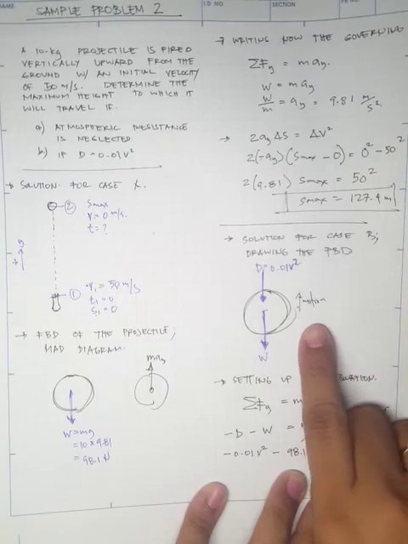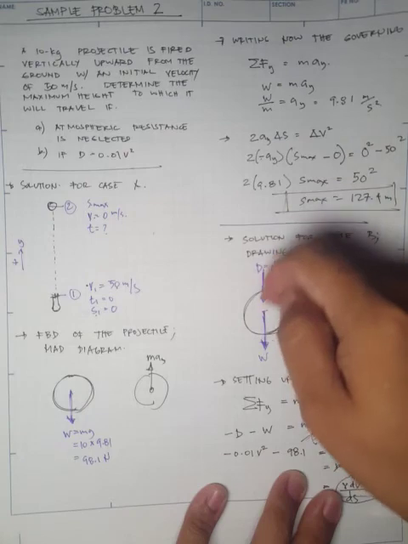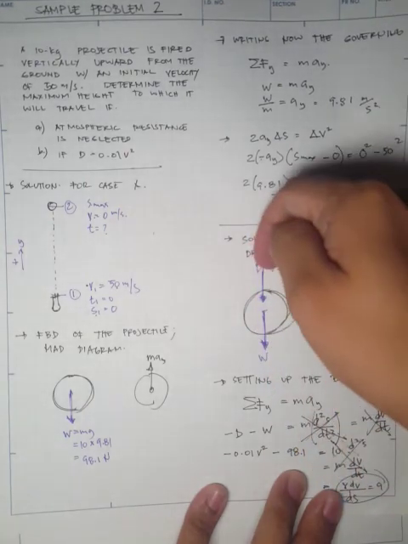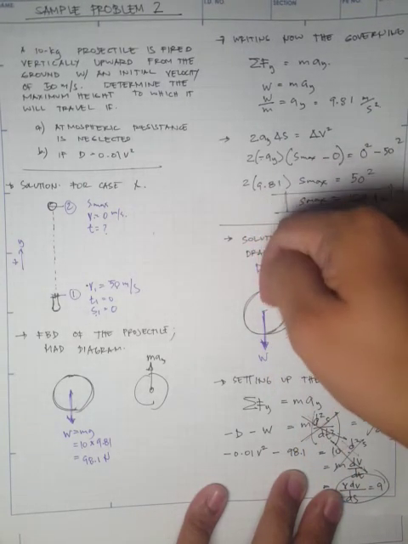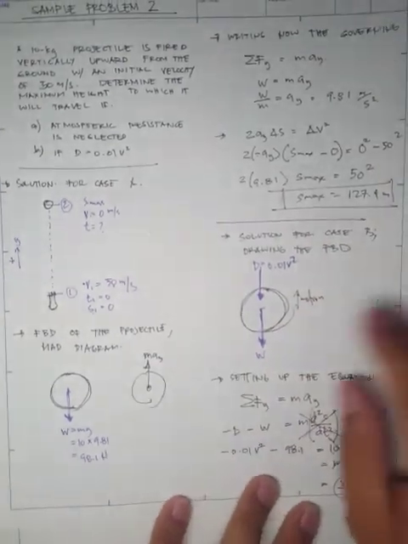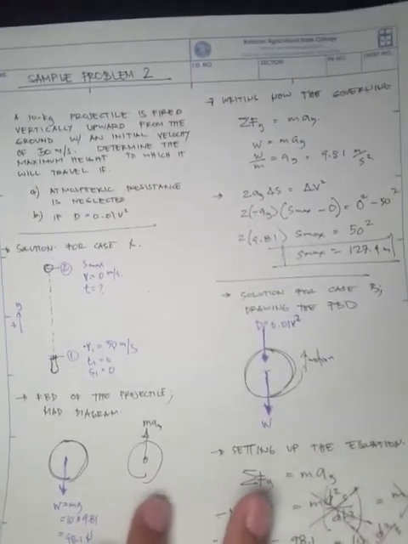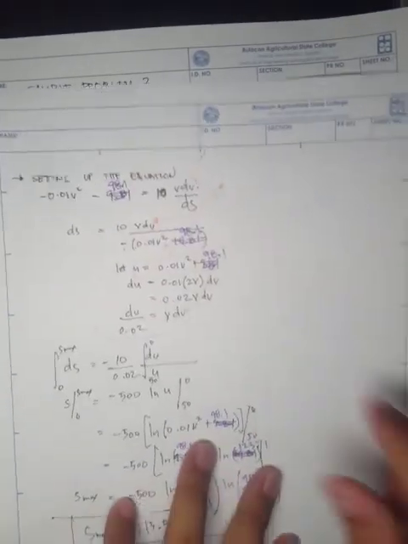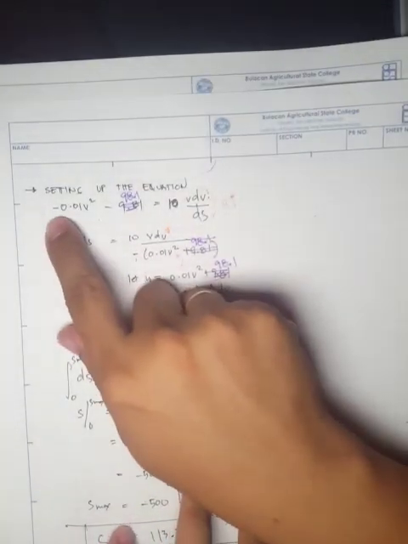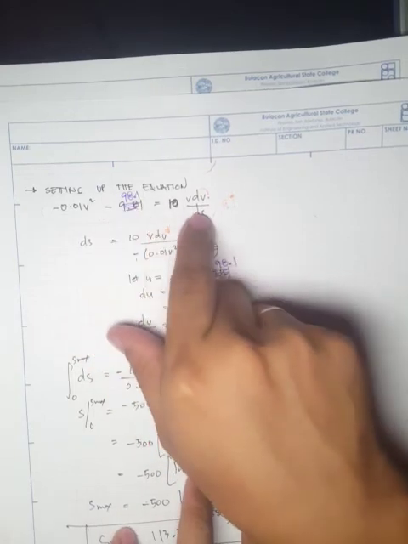So take note, the motion is upward. So the drag force should be the resistance. So the direction is downward together with this weight. So once we have this free body diagram, then we can set up our equations. So in setting up our equations, we have minus the drag force minus the weight, because they're downwards, it's equal to ma.